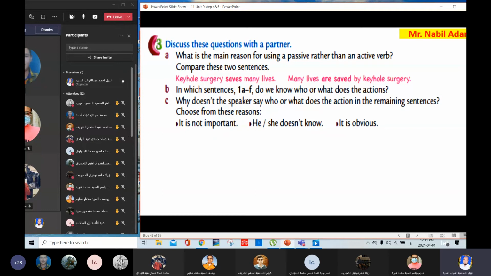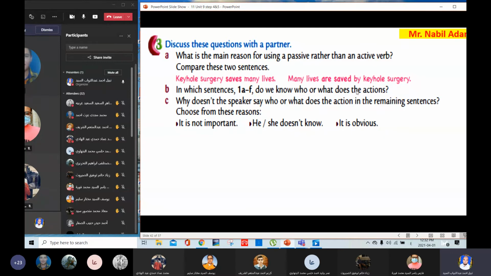Doctors save many lives using keyhole surgery. Here, it is not important, or he doesn't know, or it is obvious. Abdullah Khalil. Yes, teacher. Right answer, it is obvious here in the sentence 1F, 1 to AF. Do we know who or what does the action?